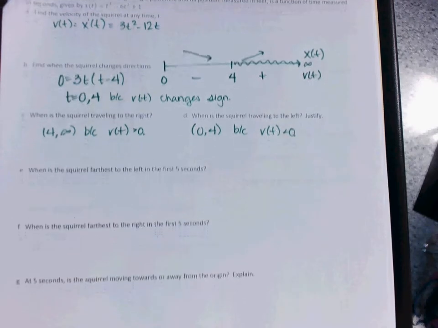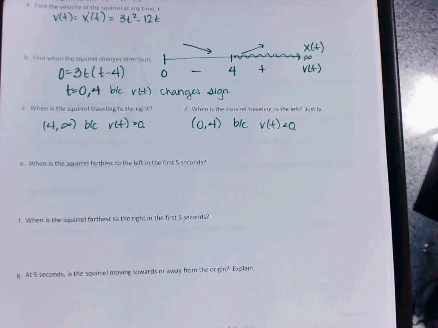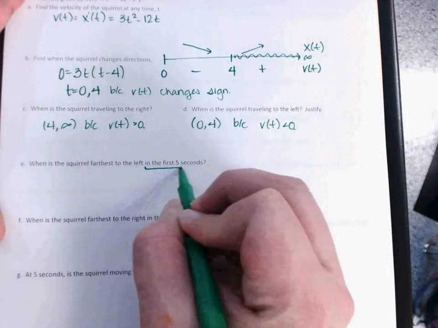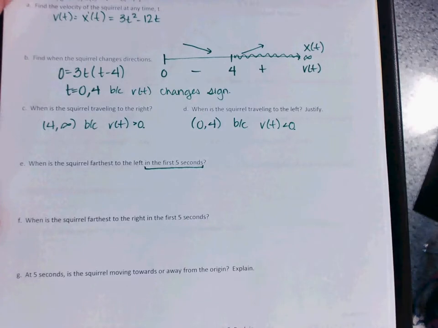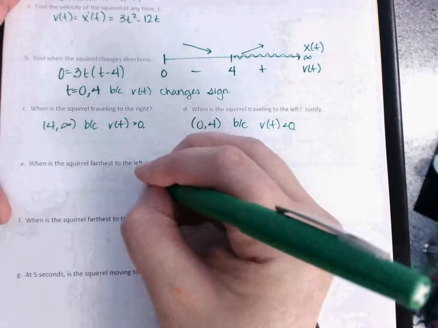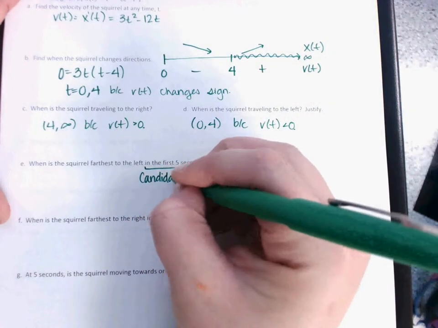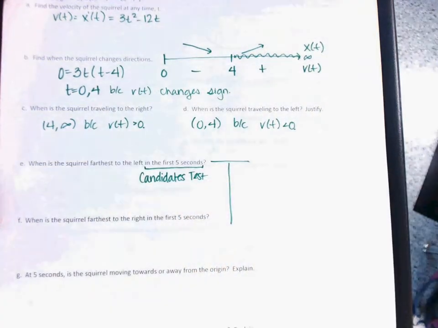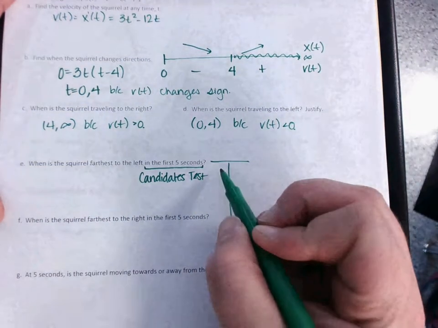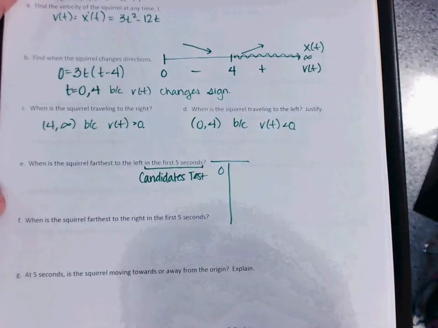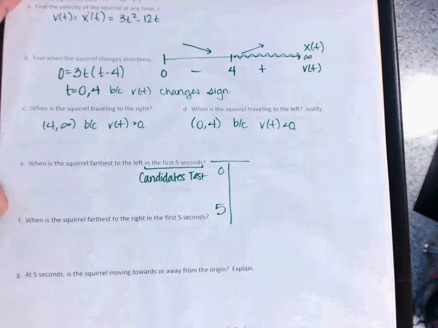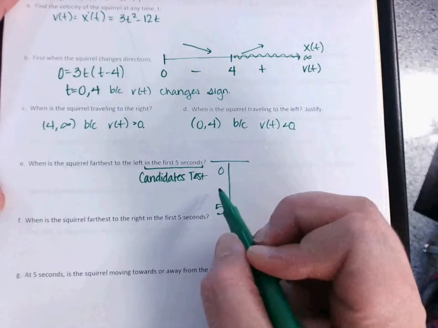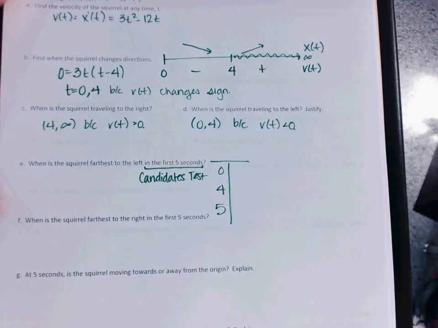Okay, next part says, when is the squirrel farthest to the left in the first 5 seconds? If I'm only looking at the first 5 seconds, is that one time or an interval of time? Then you're doing absolute. You need to do a candidate's chart or a candidate's test. So set it up. Who goes in the chart? 0. First 5 seconds. So 0 till 5. And then what was my critical number there was a sign change at? 4.